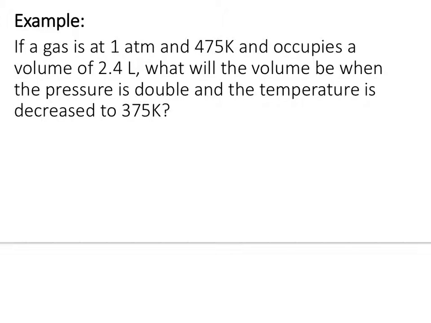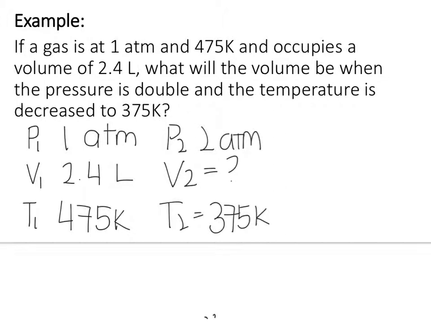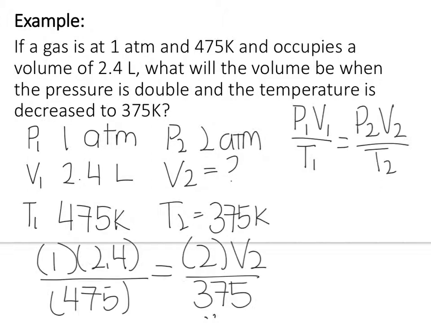Alright, if a gas at 1 atm, 475 Kelvin, occupies a volume of 2.4 liters, what will the volume be when the pressure is doubled and the temperature is decreased to 375 Kelvin? Well, we set this up the same as we've been doing. So our P1 is 1 atm, volume is 2.4 liters, T1 is 475 Kelvin. They say our pressure is doubled, so that means it's now 2 atm. We're looking for our volume, and our temperature got decreased to 375 Kelvin.